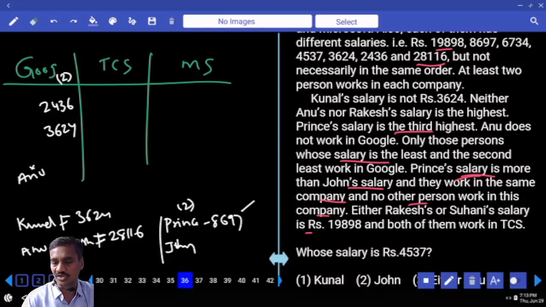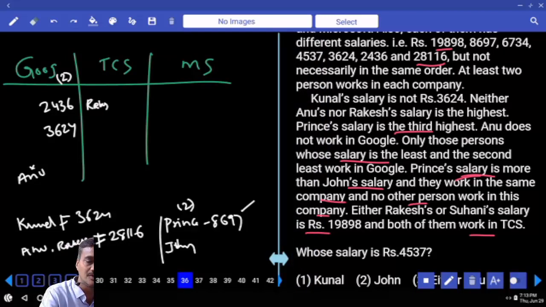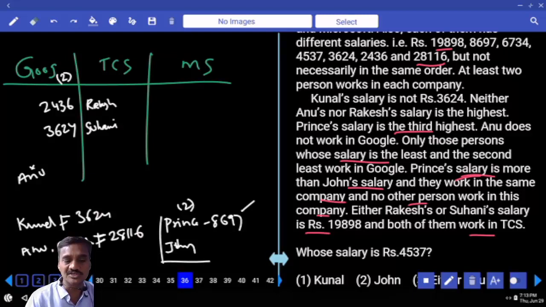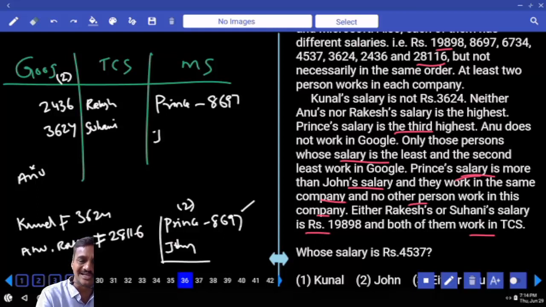Either Rakesh or Suhani's salary is 19,898 and both of them work in TCS. Who are the persons working here? Rakesh or Suhani, and one of their salaries is 19,898. Then where must Prince and John work? They must be working in Microsoft. Prince's salary is 8697, and John's salary is lesser than that.